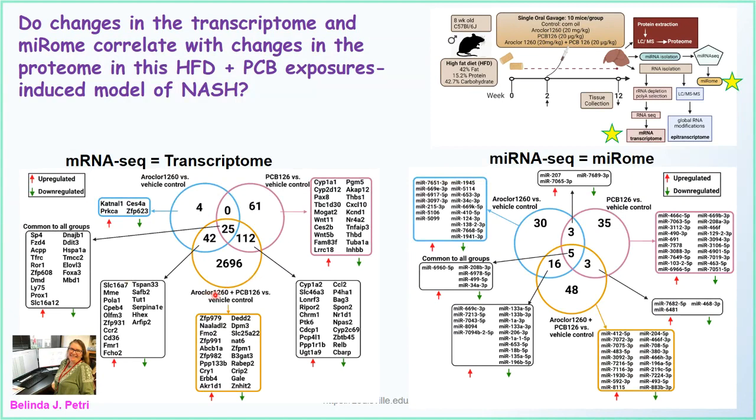So overwhelmingly, what you can see, there's a lot more gene changes in the combination exposure than either PCB126 alone or Aroclor 1260 alone. And we see transcripts that are either increased in expression or decreased in expression in these different exposure groups. And we obviously see common as well as unique transcript regulation. And the same is true over here on the microRNA side. First of all, we see many fewer changes in microRNAs compared to gene transcript expression changes. And what we can also appreciate is that, again, we see more changes in microRNAs in the combination Aroclor 1260 plus PCB exposed mice compared to each exposure alone.